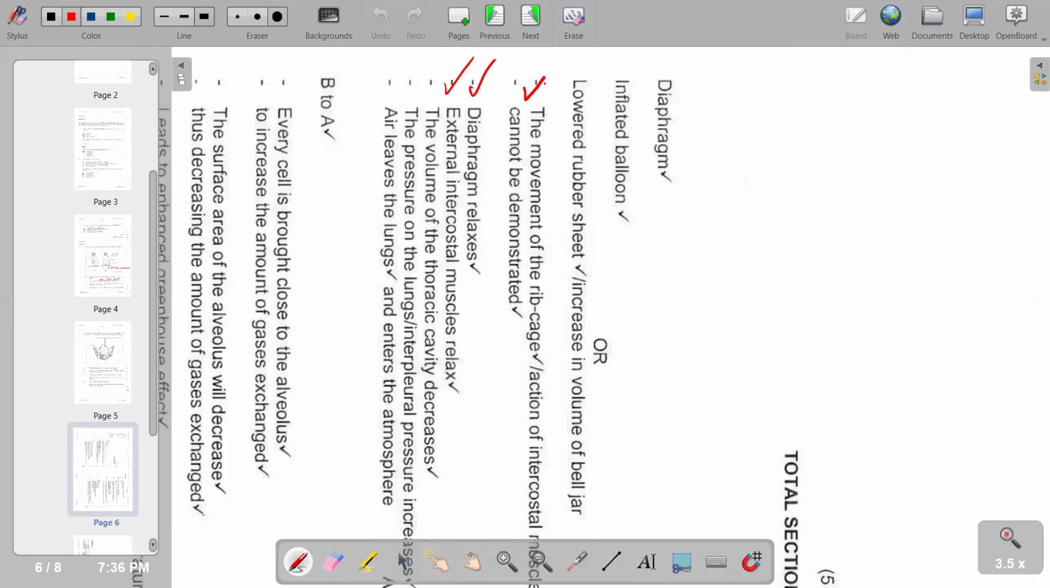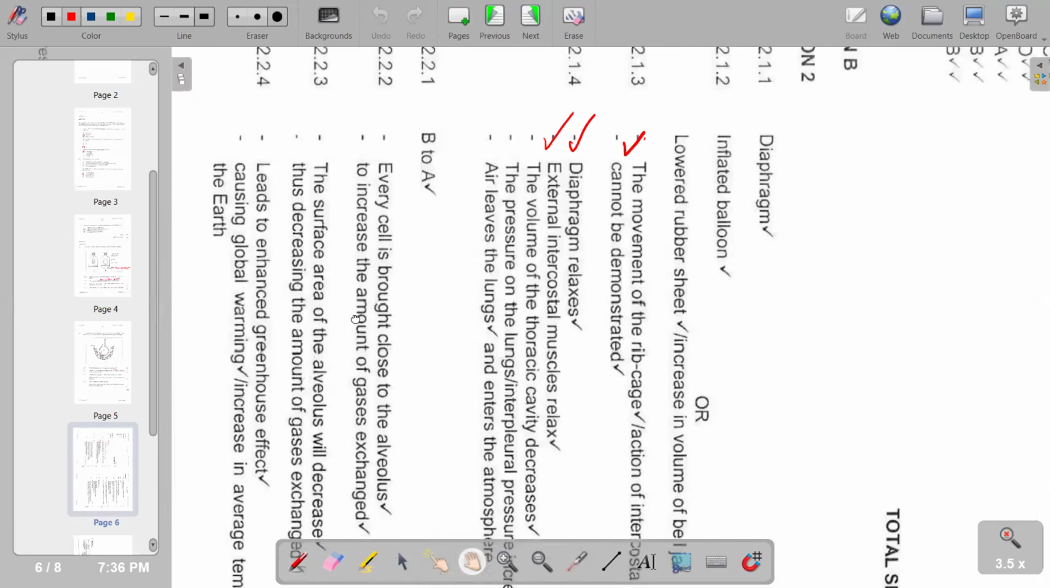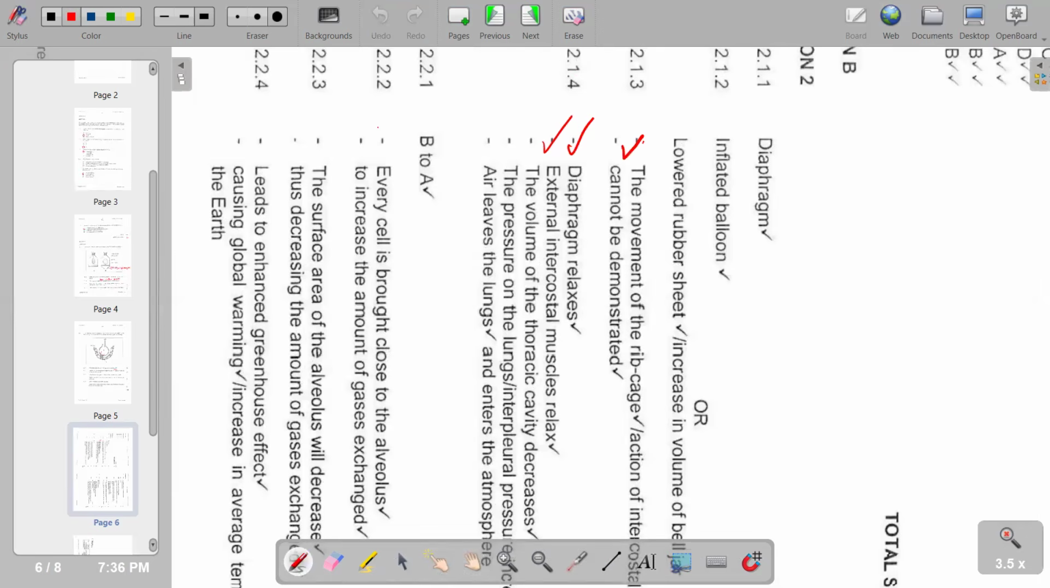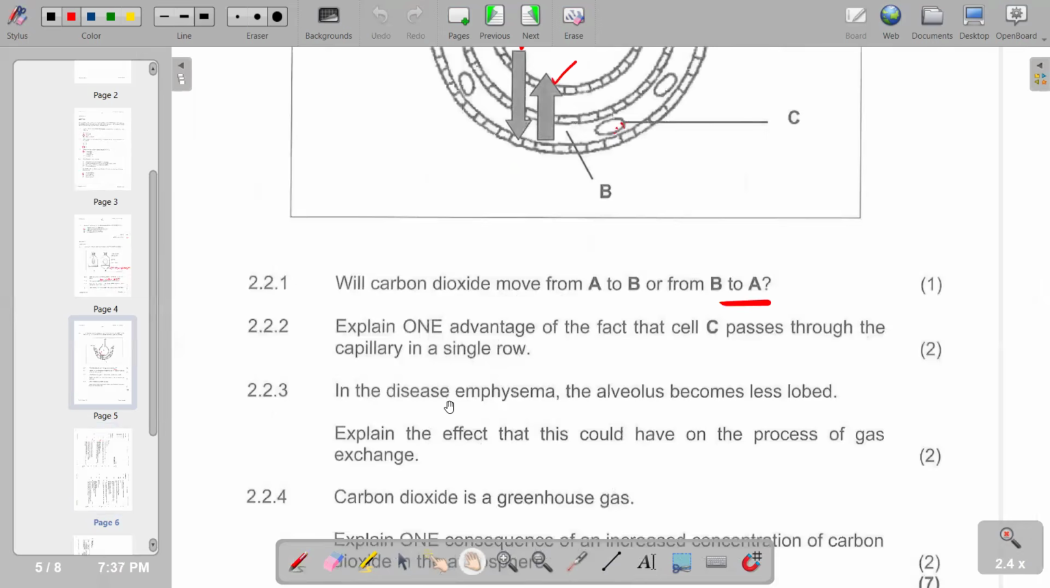Which we have also explained in our answer section, as we have it on this part. Every cell is brought closer to the alveolus to increase the amount of gases exchanged. So that's what we have on that part. Then move on to the next question. In the disease emphysema, the alveolus becomes less lobed. Explain the effect that this could have on the process of gas exchange.